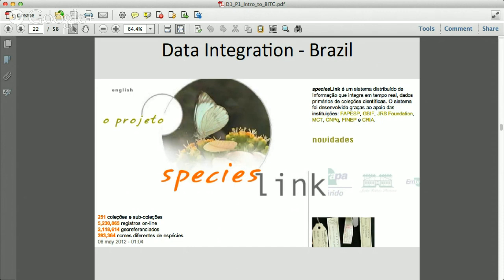So we can then go farther and integrate those digital data. Here, again, looking at the Species Link project, you can see 251 collections online, which is 5.2 million records. I think the Species Link project is now upwards of 7 million. Of those 5.2 million, 2.1 million have georeferences, and they refer to almost 400,000 different species names. So this is a huge amount of data. And there are global efforts like GBIF, where they're dealing with now 500 million records online.